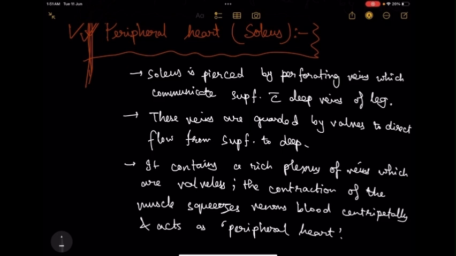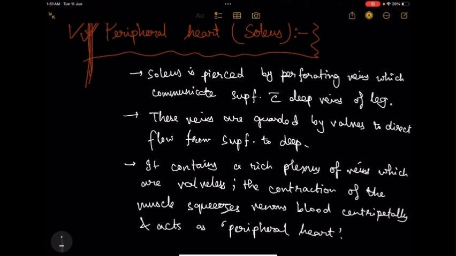So what do we understand? On the superficial side there are veins, and deep to the muscle there are veins. Inside the substance of the muscle there is a rich plexus of veins which have no valves. On the outer side, the superficial veins are guarded by valves. On the inner side, the deep veins coming out are guarded by valves. But inside the substance of the muscle, there's a rich plexus of veins which don't have any valves.